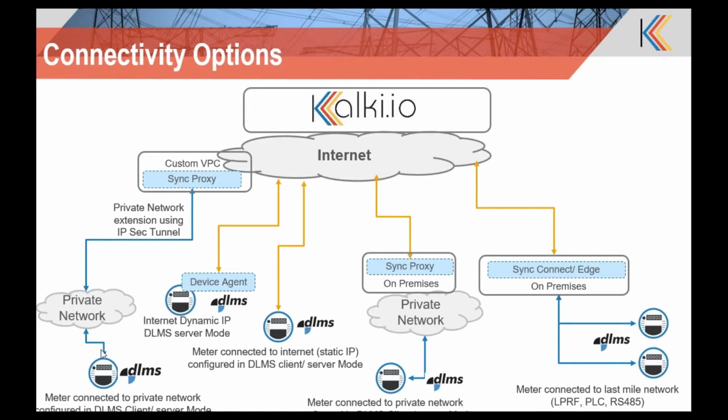Another option is, instead of having an IPsec tunnel up to the VPC, the service provider can have the sync proxy on premise in their private network, and the sync proxy will take care of creating a tunnel up to Calculator.io or the public internet, and then the sync proxy will act as a bridge from the private network to the public network. Again, all the communication to the internet will be over a secured TLS 1.2 tunnel.